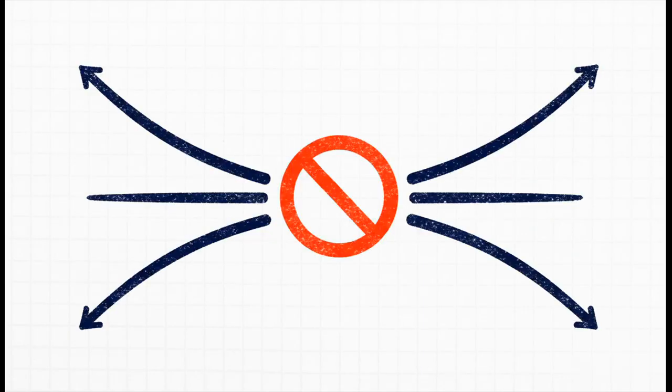All right, on to the next rule. And this one is a big one. It's the one that can never, ever be broken. Electric field lines can get really close to each other. They can bend and curve all over the place, but they will never, ever cross.